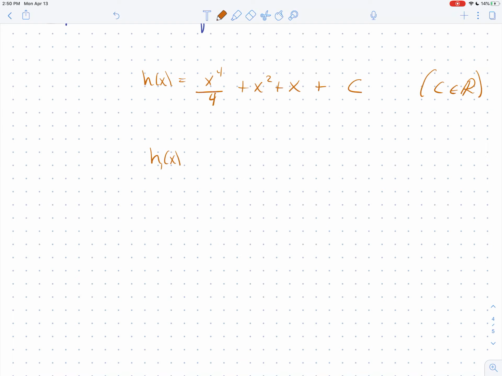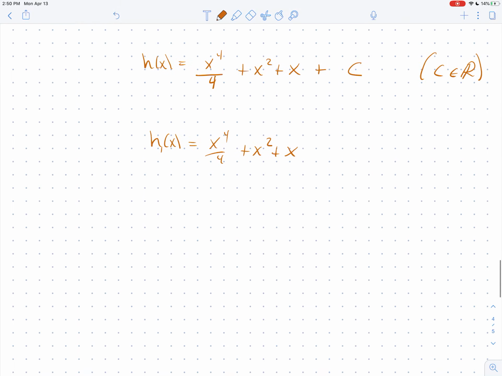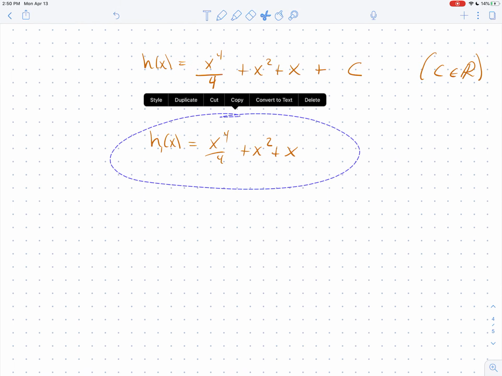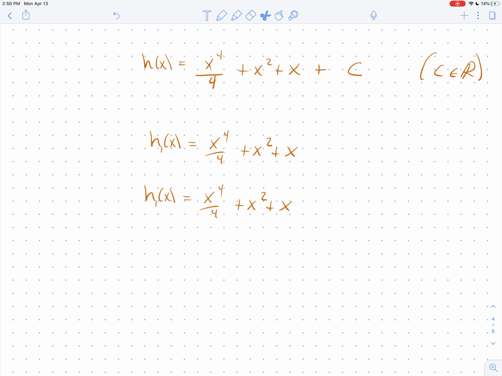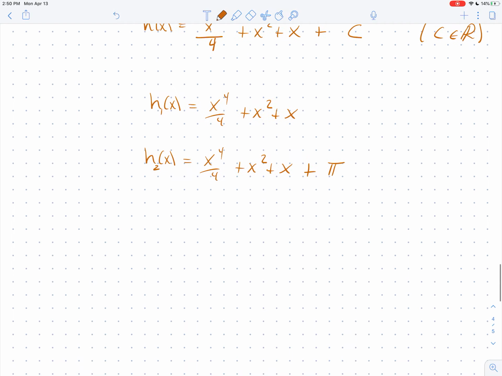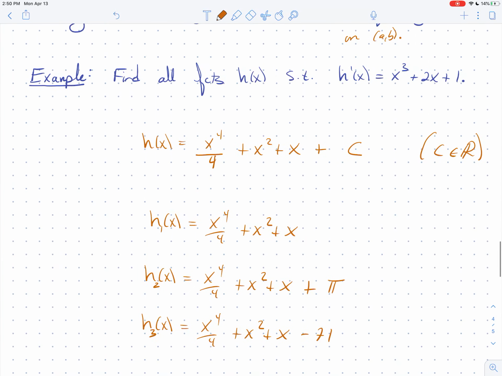So one would be h of x equals x to the fourth over 4 plus x squared plus x plus 0. Another might be, let's copy this, I'll call this one h2. And instead of adding 0, I'm going to add pi. And another one might be, well, I want to add, I don't know, let's subtract 71. And so on and so forth. So you can pick any constant you want.